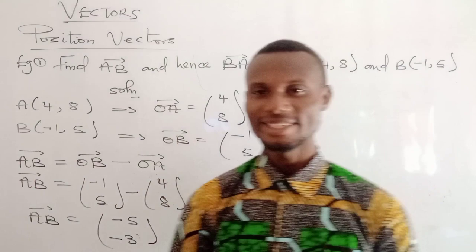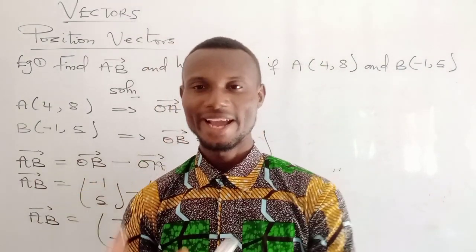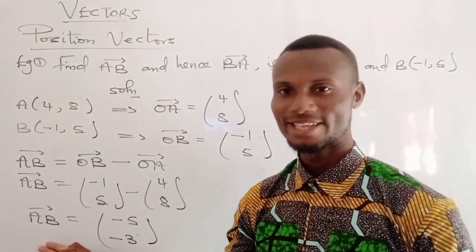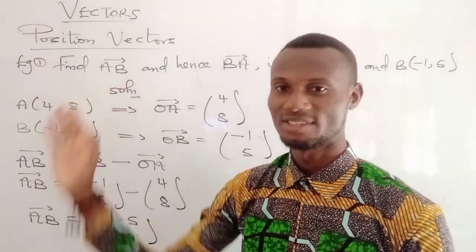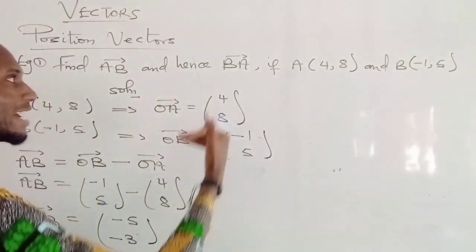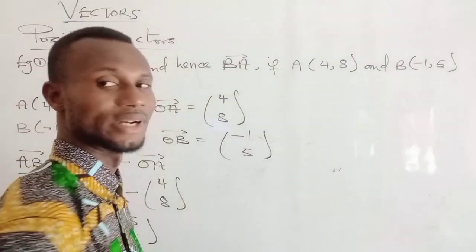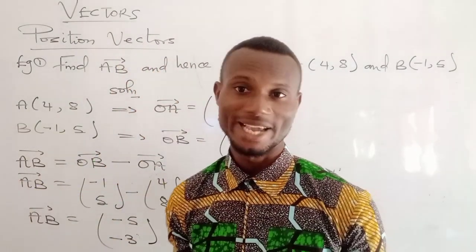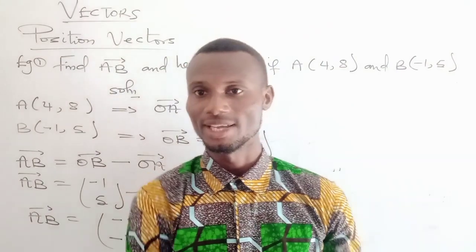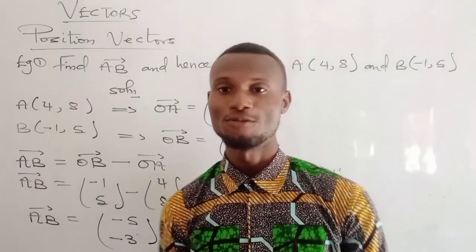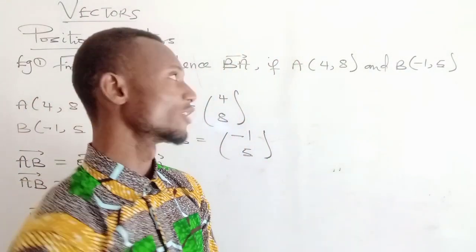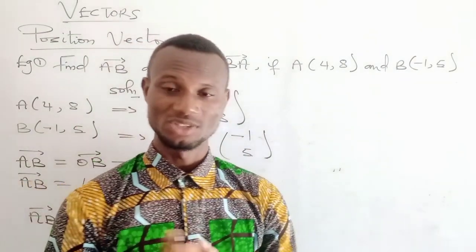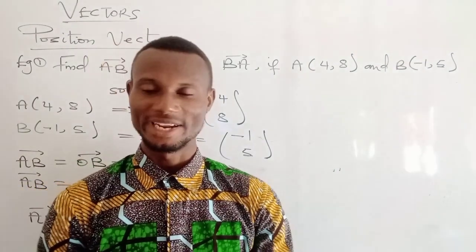Now the next part of the question says that, and hence, we should find the vector BA. We found the vector AB, which is the first part of the question. The second part is saying that we should find the vector BA. We can go through the same process as the approach you used to get the AB, and you can get the value of the vector BA as well. But I want to teach you something, and that's why I'm bringing this one in.